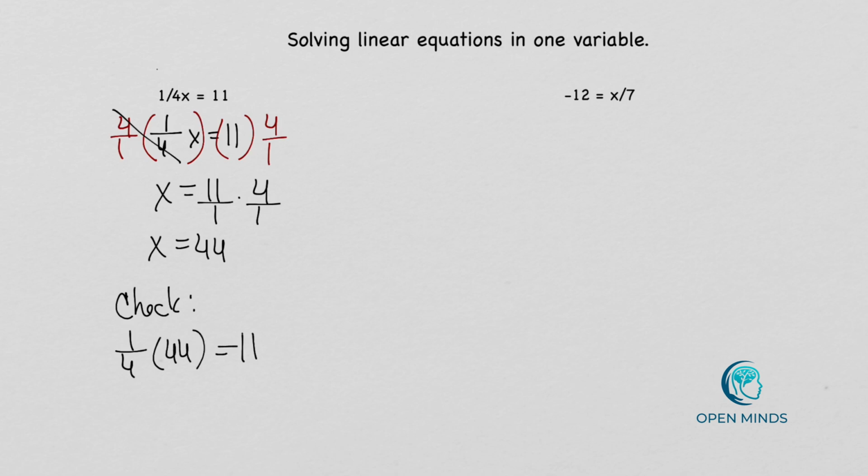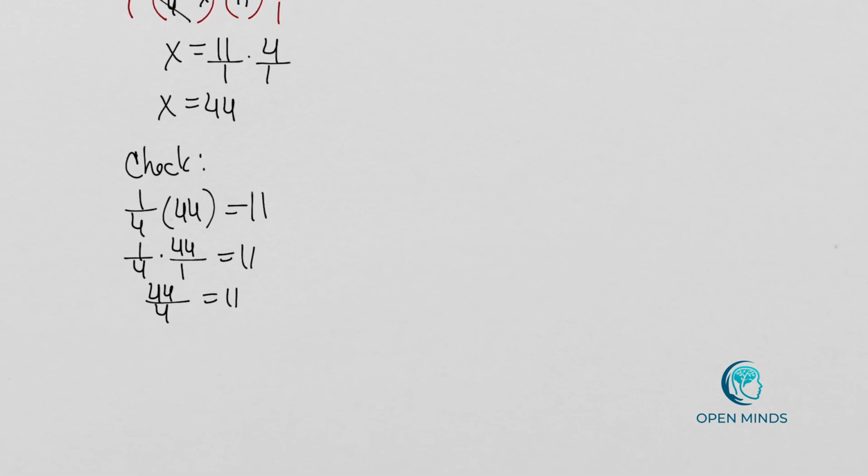If it helps you, you can rewrite that as 1/4 times 44/1. I'm going to show you 2 ways to simplify this. One way is just to multiply across, so you'll have 44/4, and 44/4 simplifies to 11. Or you can do it like this.